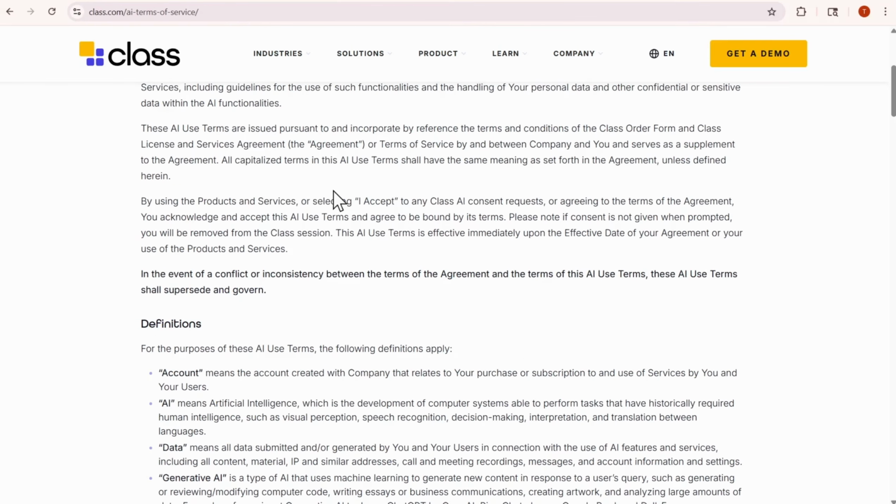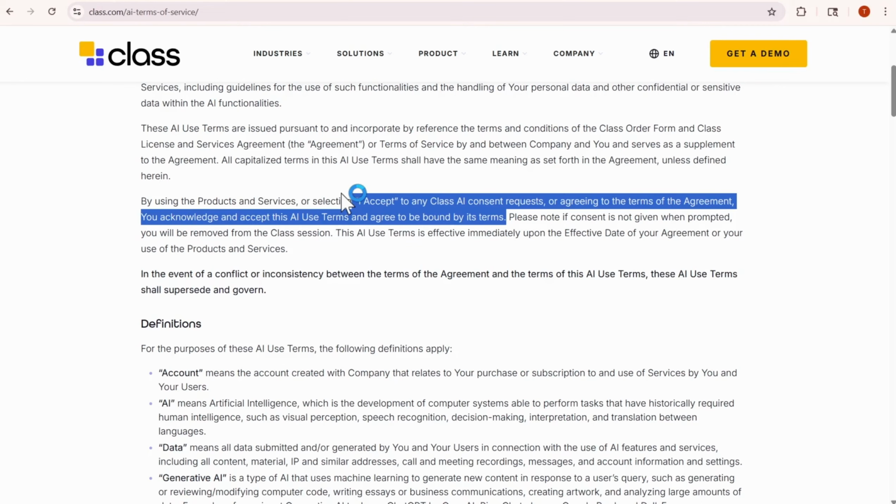By using the products and services or selecting I accept to any class AI consent requests, or agreeing to the terms. Okay, I'm just going to read the sentence and then explain my thoughts. By using the products and services or selecting I accept to any class AI consent requests, or agreeing to the terms of the agreement, you acknowledge and accept this AI use term and agree to be bound by its terms.